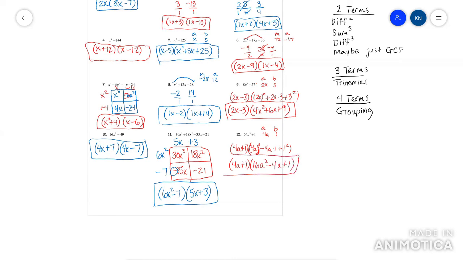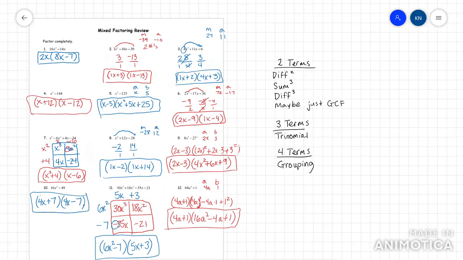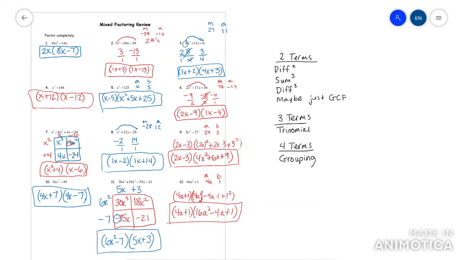Just like that. So again, when you approach these problems, the first thing you want to do is count the terms. If it's 3 terms, it's probably a trinomial, which we do the rainbow. If it's 4 terms, it's probably a grouping. It's just on the 2 terms where you really got to look at the exponents or be kind of thinking maybe it's just a GCF. But anyways, that's how I narrow it down, and that's how I solve all of them. So hope this video helped.